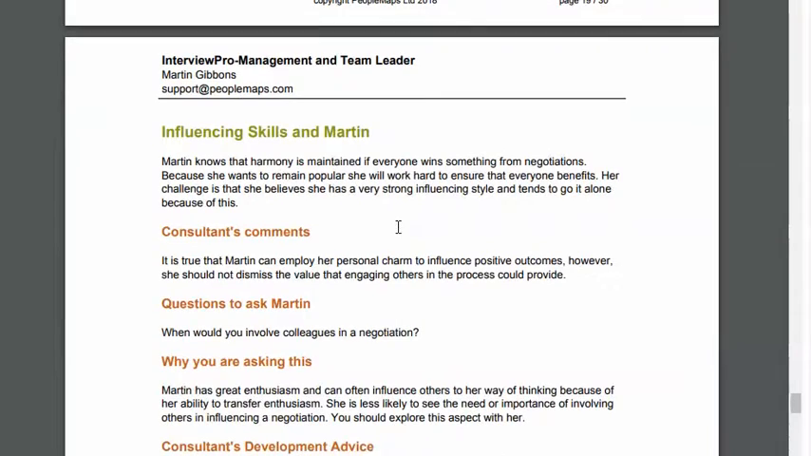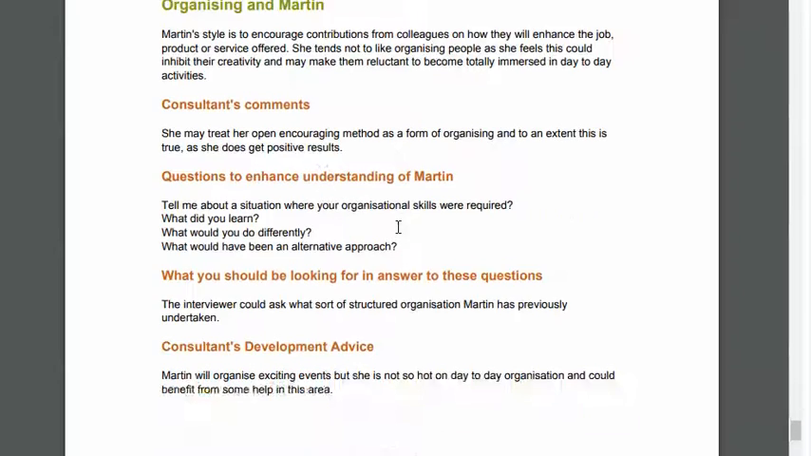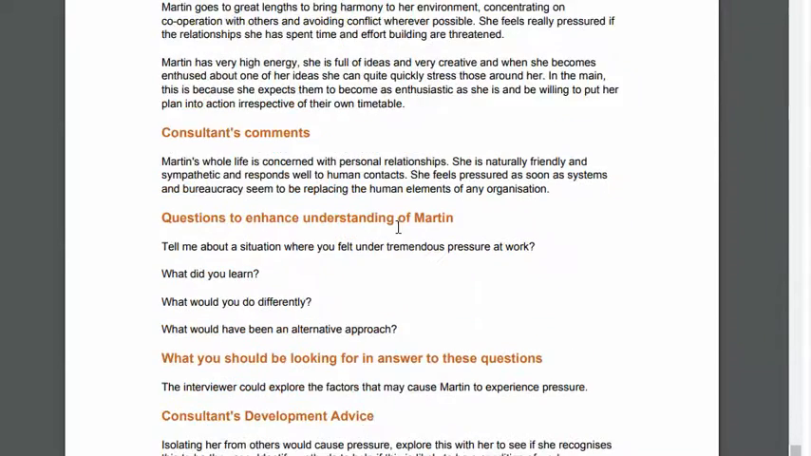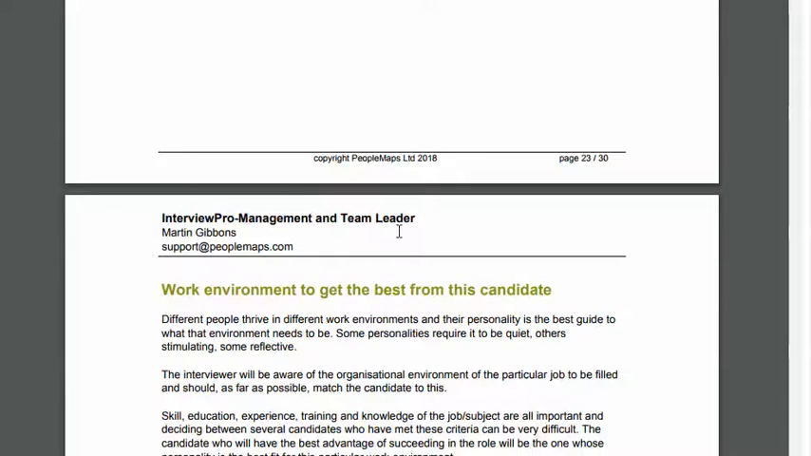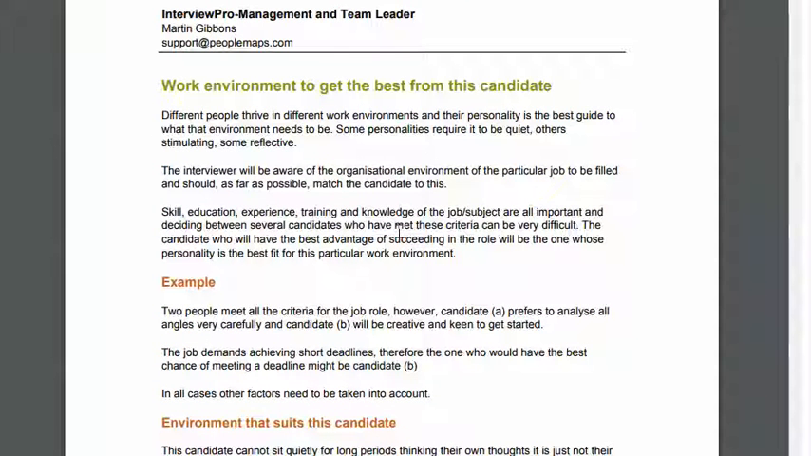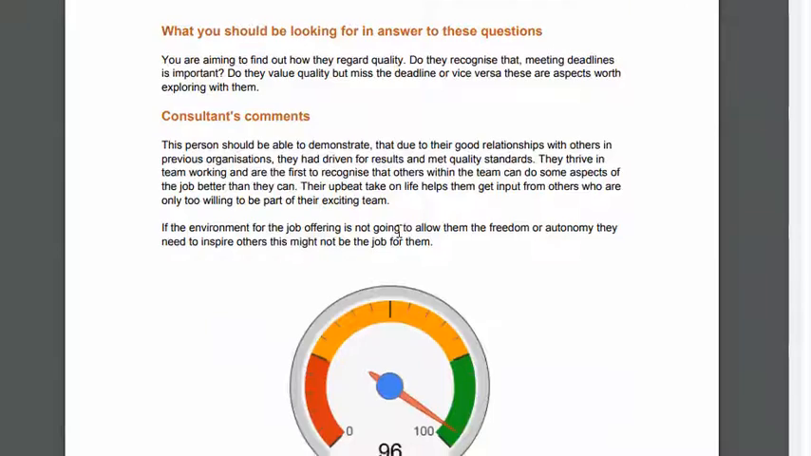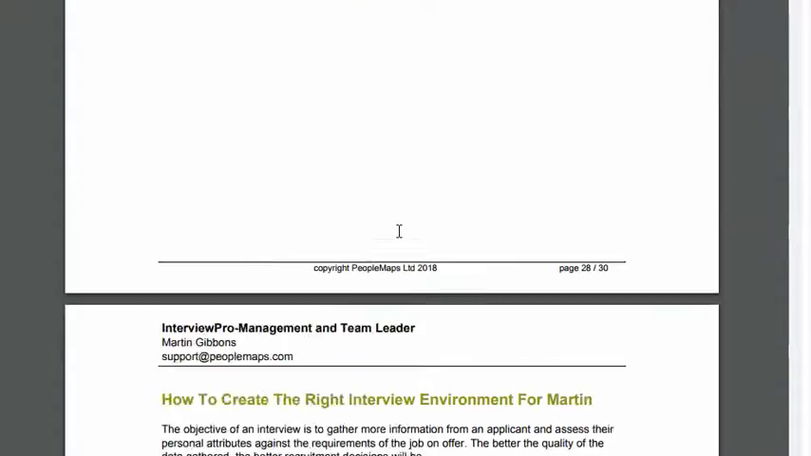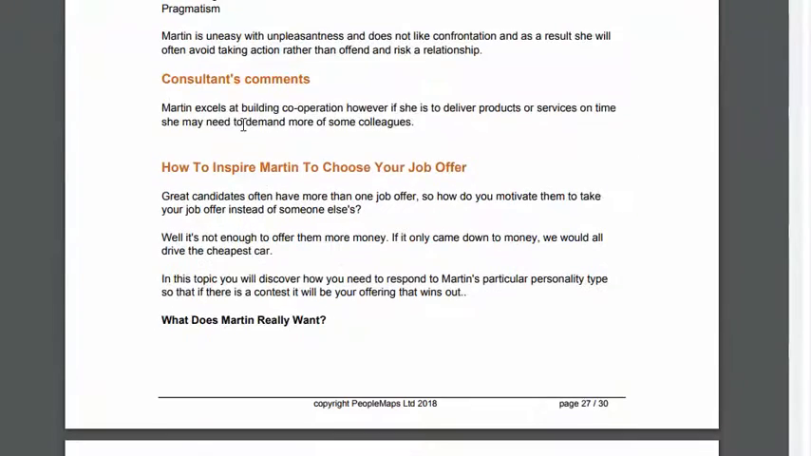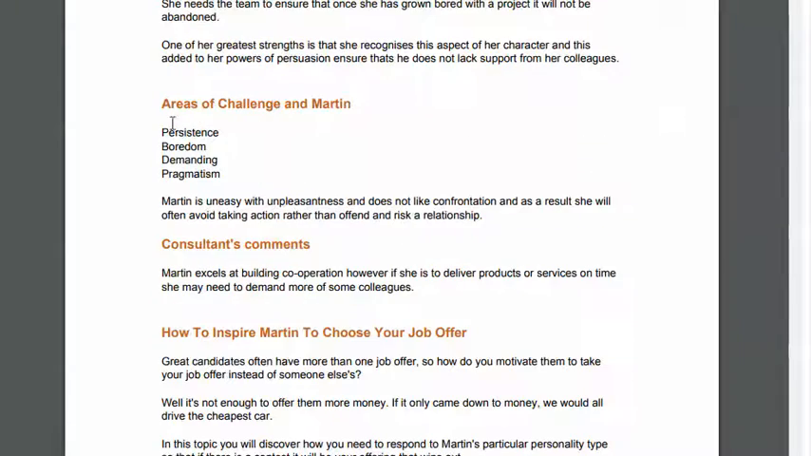Influencing skills, maybe that's a big part of this job. Organizing things. Is there a lot of pressure in this job? How do they cope under pressure? What causes them pressure? The kind of environment that they're likely to thrive in or not cope in. So we need to know a bit about that. And of course, we'll have their strengths and the things that naturally challenge them, which is in here as well. So, areas of challenge.